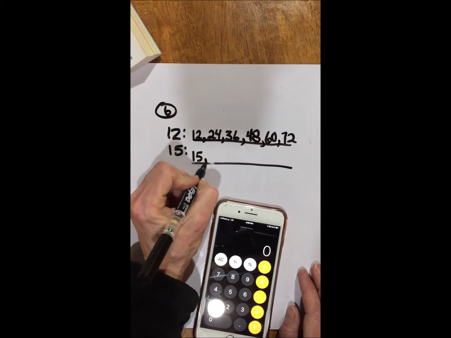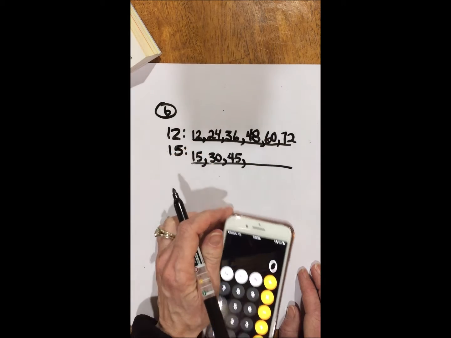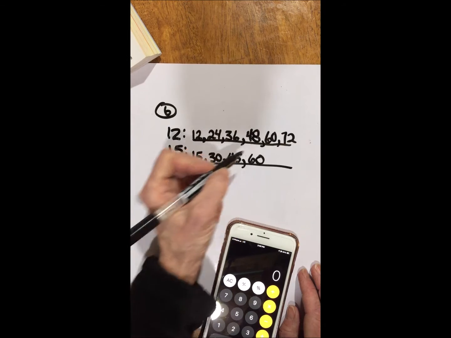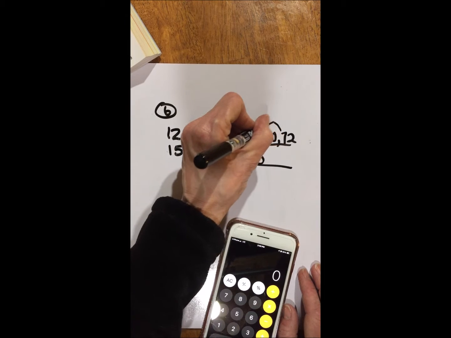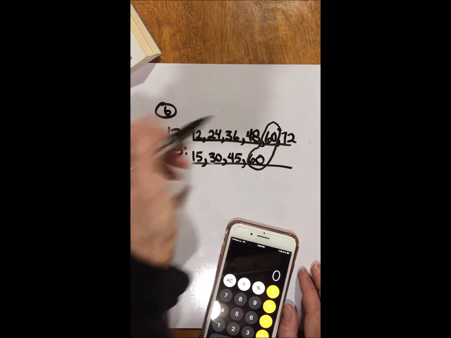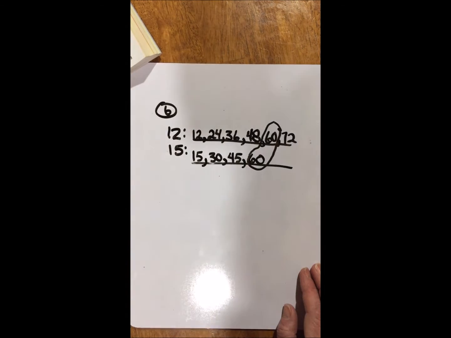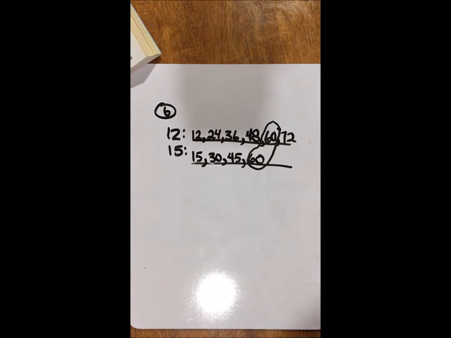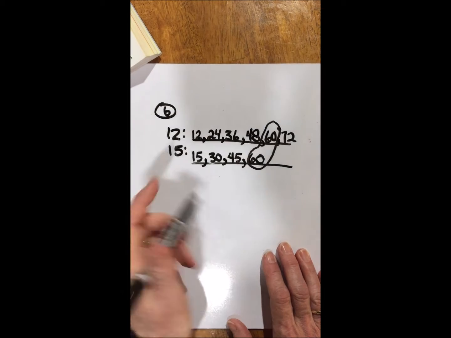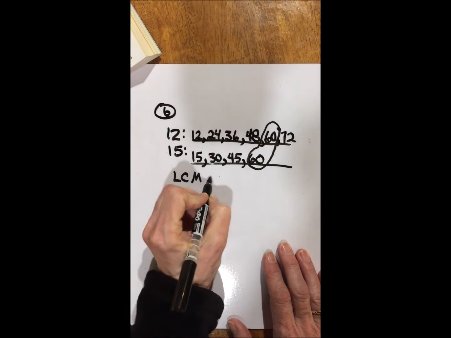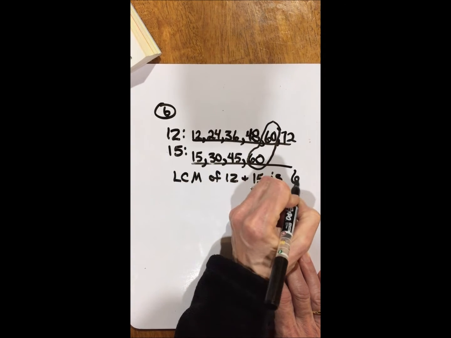Let's do some 15s and see if we find one yet. 15 times 1 is 15, 15 times 2 is 30, 15 times 3 is 45, 15 times 4 is 60. Yay, I see one right away. So I'm going to stop listing there. The least common multiple that 15 and 12 have is 60. That's the smallest thing they both go into. So the LCM for those two numbers is 60. The lowest common multiple of 12 and 15 is 60.